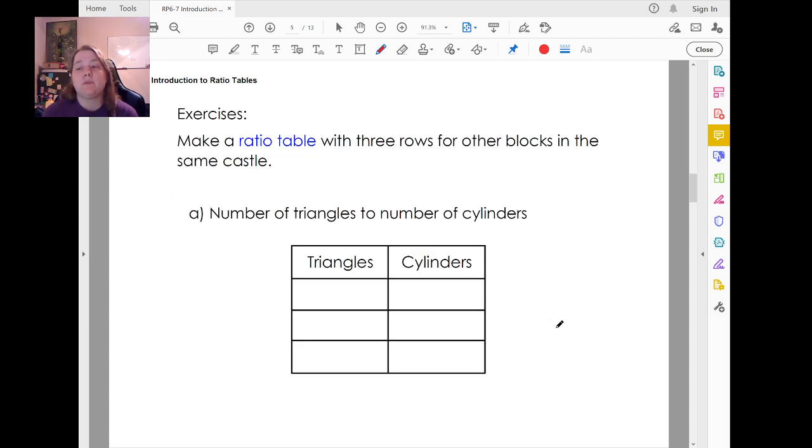So we're going to make a ratio table with 3 rows for other blocks in the same castle. Now let's just remember what this castle looks like. Again, I guess I get to draw a whole lot in this one.